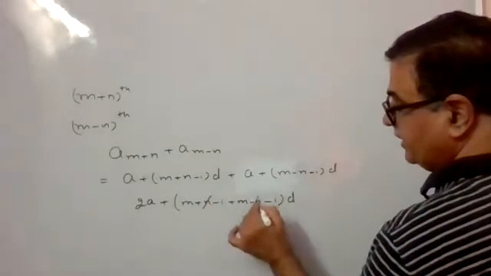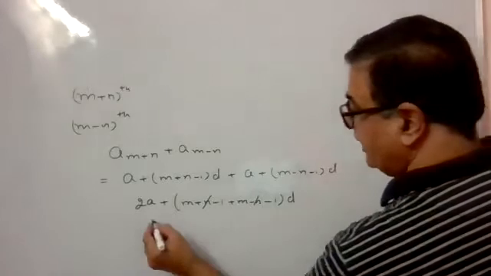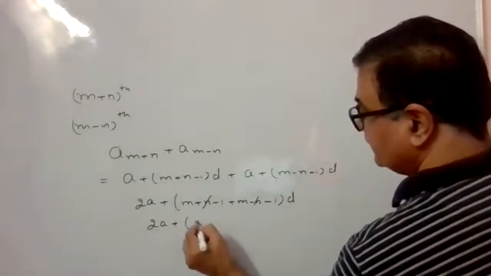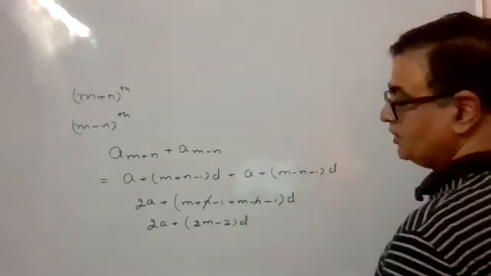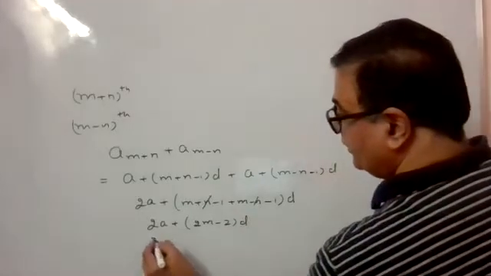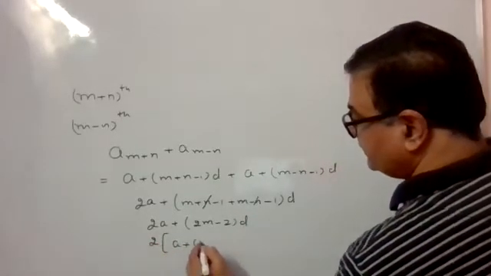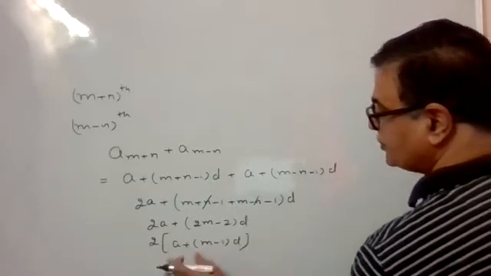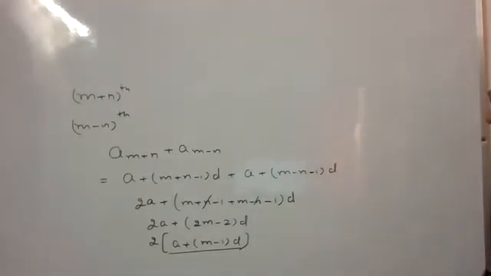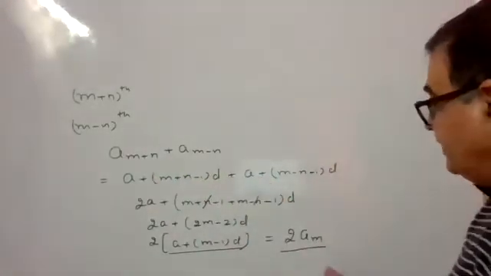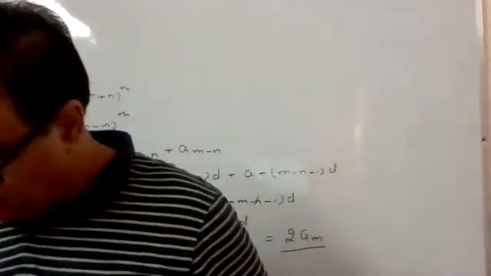Then this n clearly gets cancelled out. Then I get 2a plus 2m minus 2 into d. Right or no? 2 is common in all, so it will come out to be 2 times a plus m minus 1 into d. Which term is it? It is the mth term, twice. So it will come out to be twice the mth term. This is what you had to prove: the m plus nth term plus the m minus nth term is twice the mth term. Next question, please.